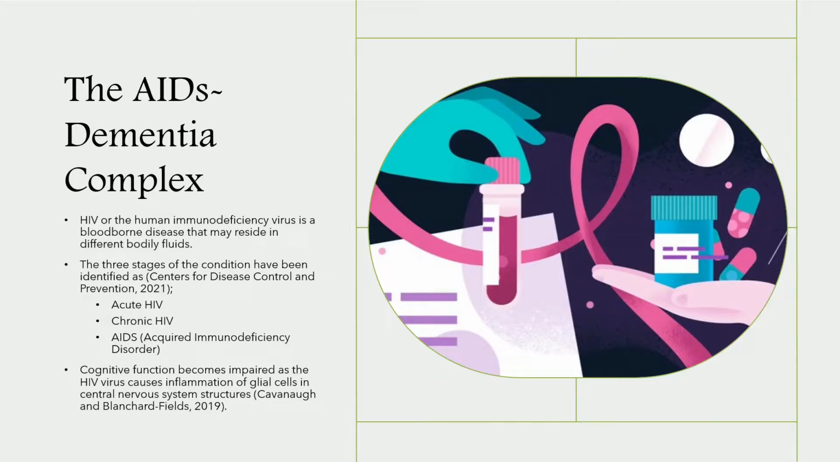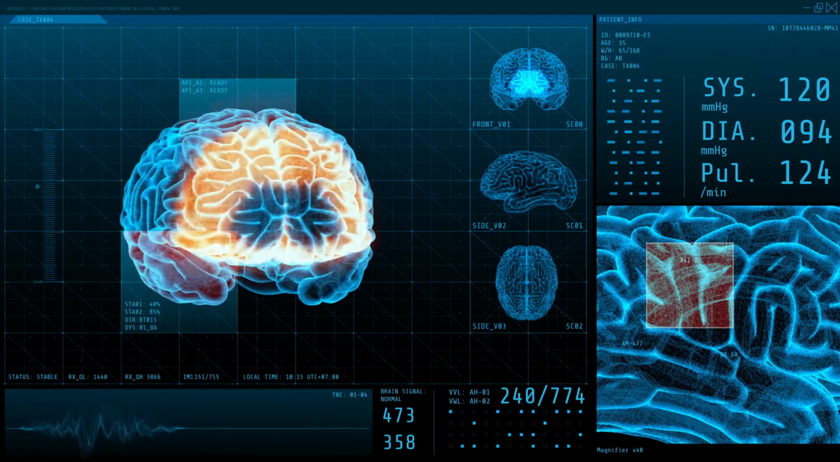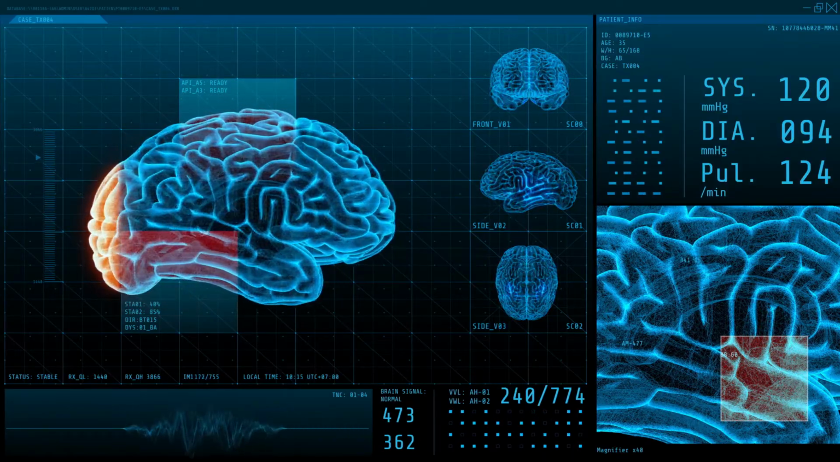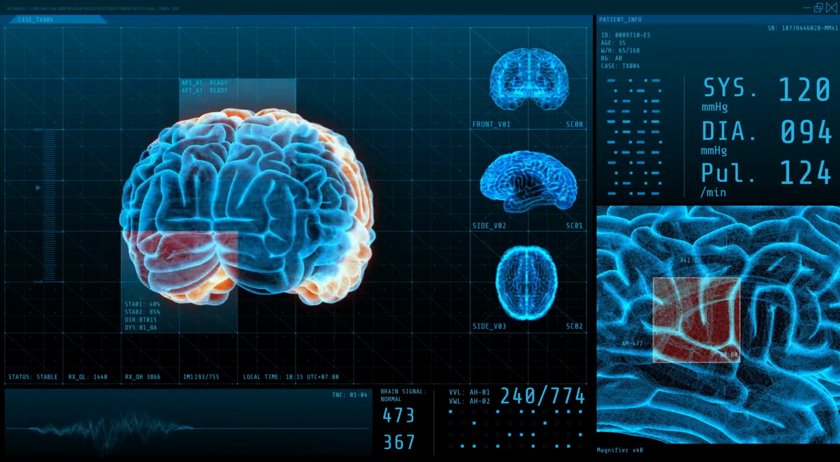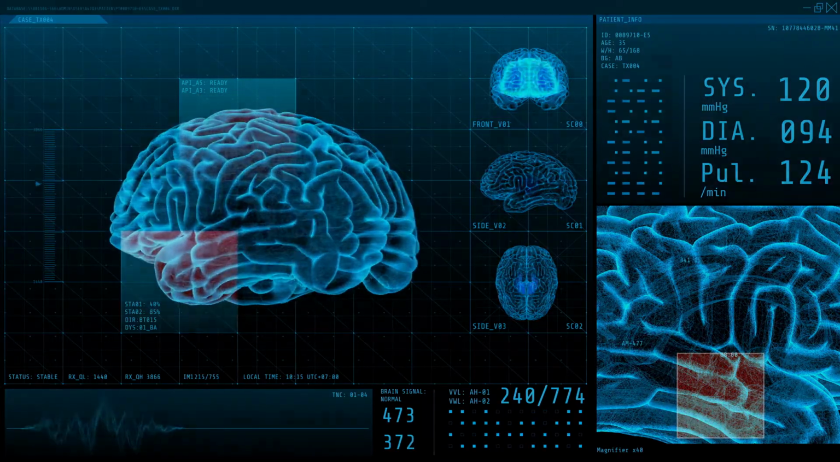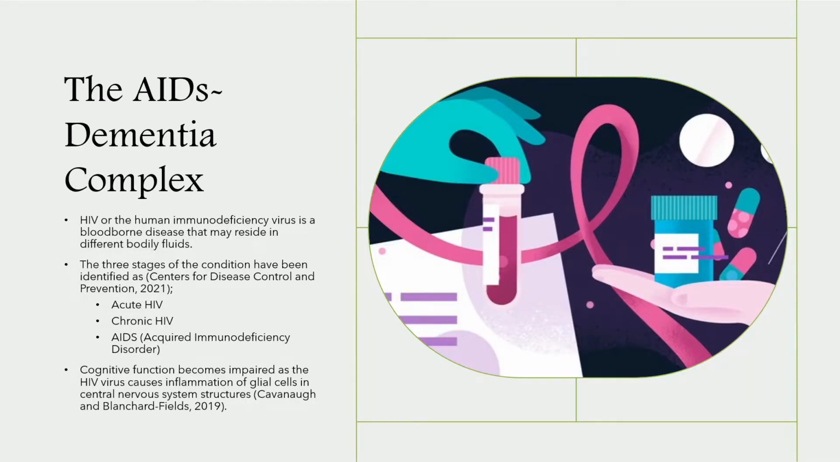CD4 cell count falls to under 200 cells per cubic millimeter by this point. This allows for many opportunistic infections to manifest. Throughout this process, HIV infects glial cells. This promotes inflammation and contributes to the cognitive decline seen in infected individuals.